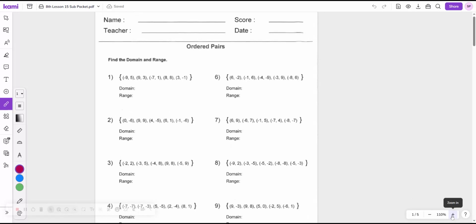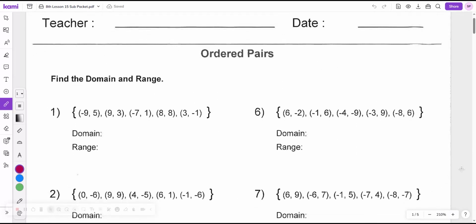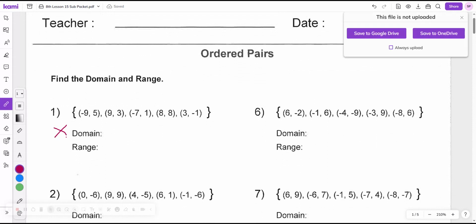All right, I'm just going to zoom in a little so that I can write easier on it and make my life a little bit easier. Okay, so the domain is the x's, and you are supposed to put them in order from least to greatest. So you're supposed to put these little curly brackets, and then we're going to find the domain, which are the x's, and put them in order. So from least to greatest, the lowest is -9, and I kind of like circle or cross off as I go to make sure I didn't miss any.